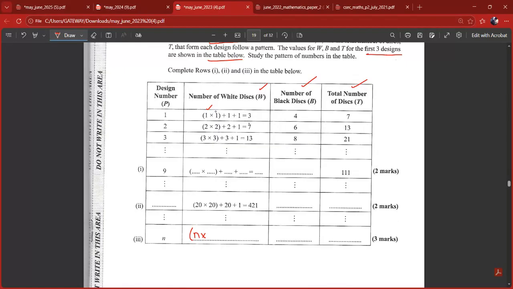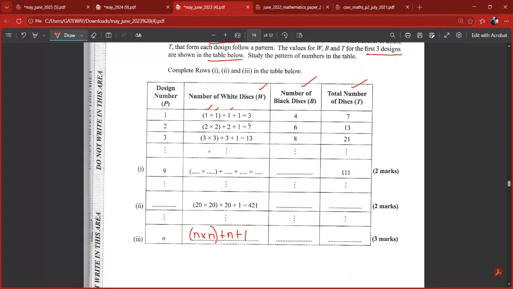Multiply by the second number in the bracket, which also represents the design number, because look, the first one is 1, the second one is 2, the third one is 3. So the design number for this row is N. So this will be N times N. Plus this is the same thing, the design number, 1, 2, 3 coming down. So I have to add the design number, which in this case would be N. And then you're adding 1 consistently coming down, so you can just add 1 here. So that is how I get the formula for the number of white disks for the nth design.